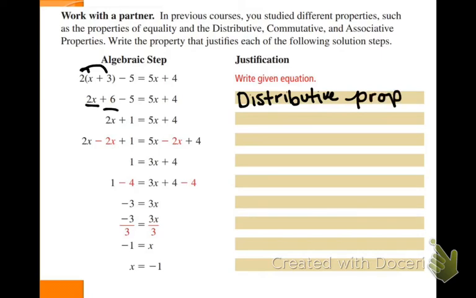Again, it is not of equality. It didn't happen to both sides. You didn't multiply the same thing on both sides. It's just the distributive property.